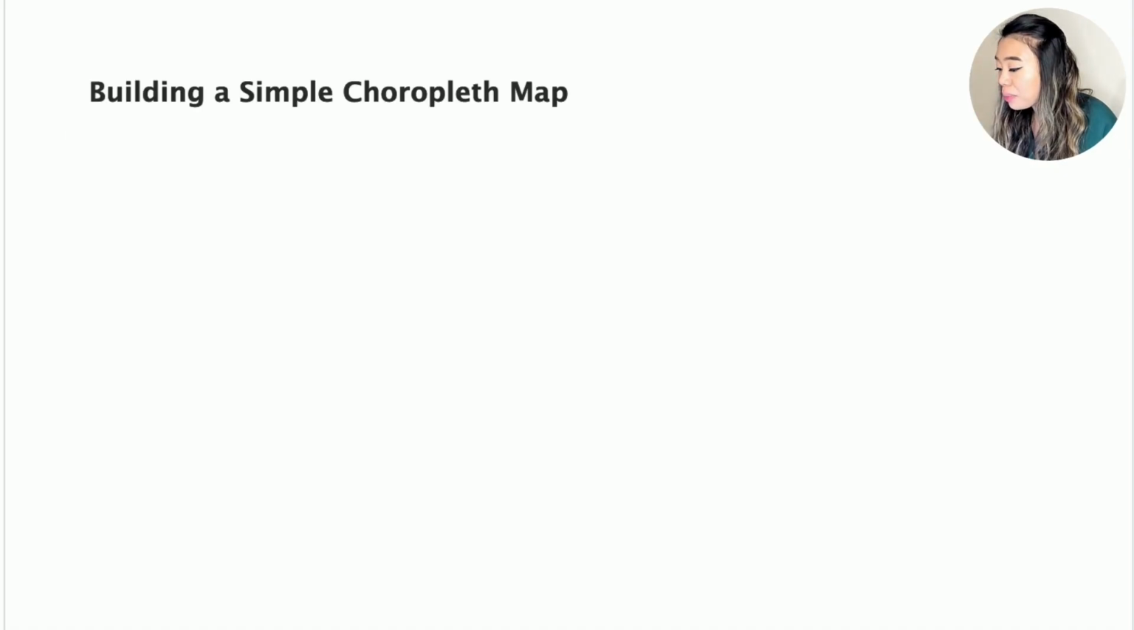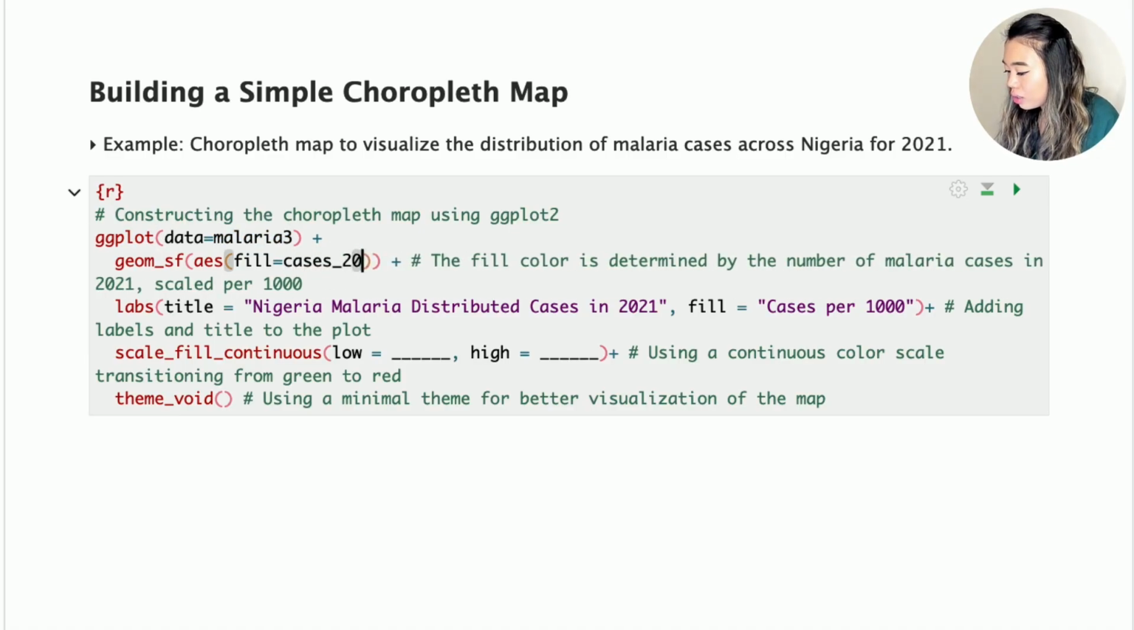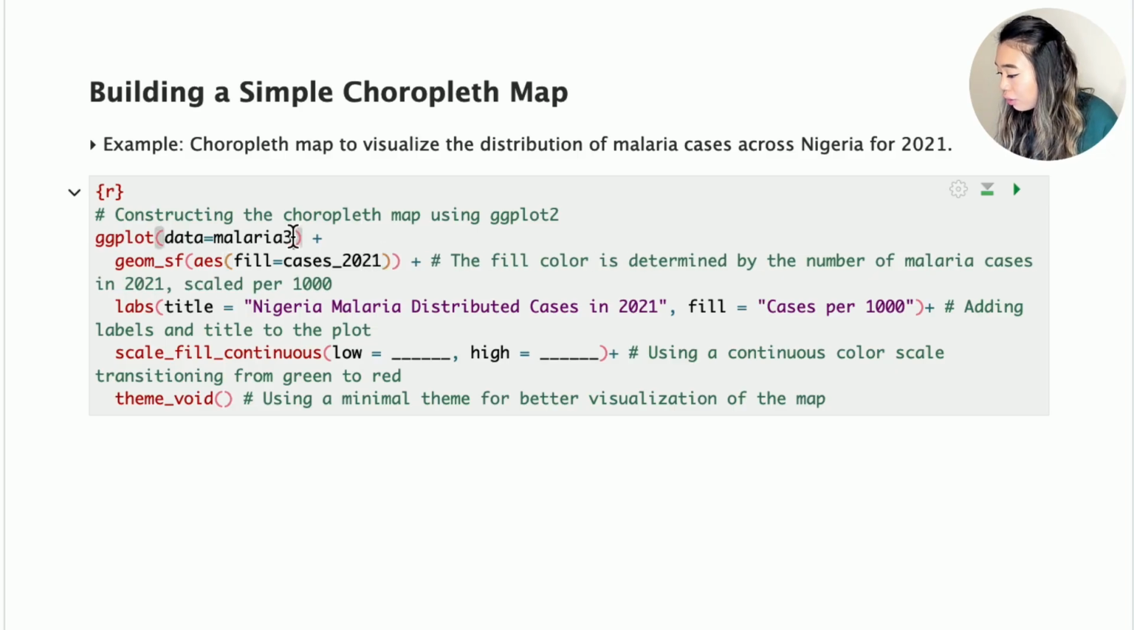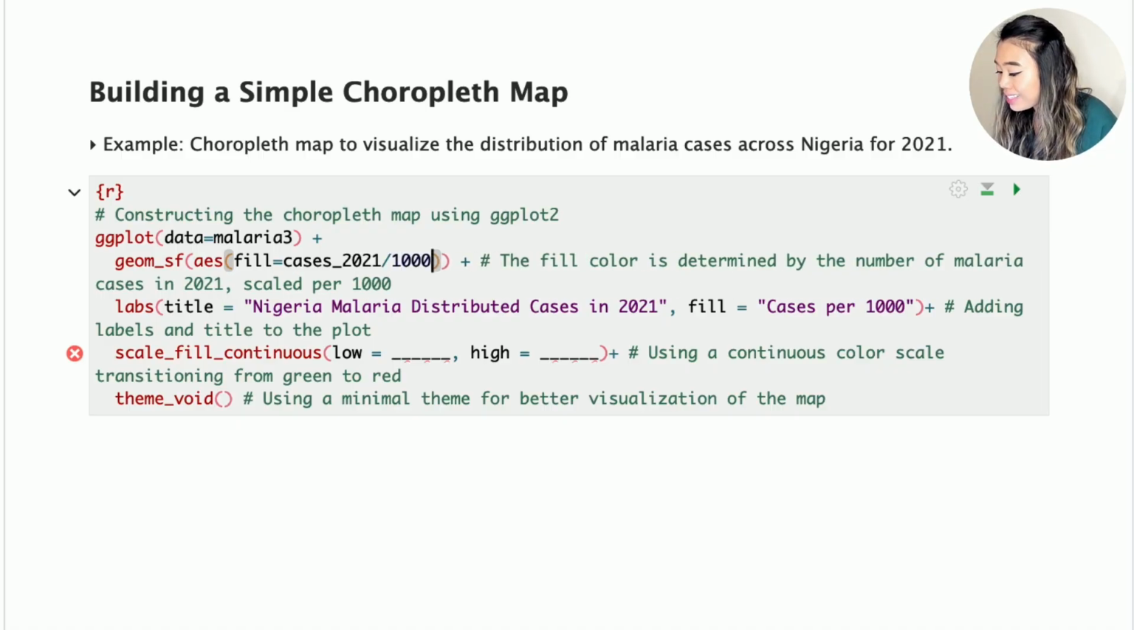Now that our data preparation steps are finished, we can now build a simple choropleth map. As in the previous video, we'll be using a choropleth map to visualize the distribution of malaria cases across different regions of Nigeria for the year 2021. So if you remember, using our malaria 3 dataset within our ggplot, we're going to indicate our cases 2021 column within the malaria 3 dataset. However, as an additional step, we're going to divide these cases by 1000 in order to properly scale it.